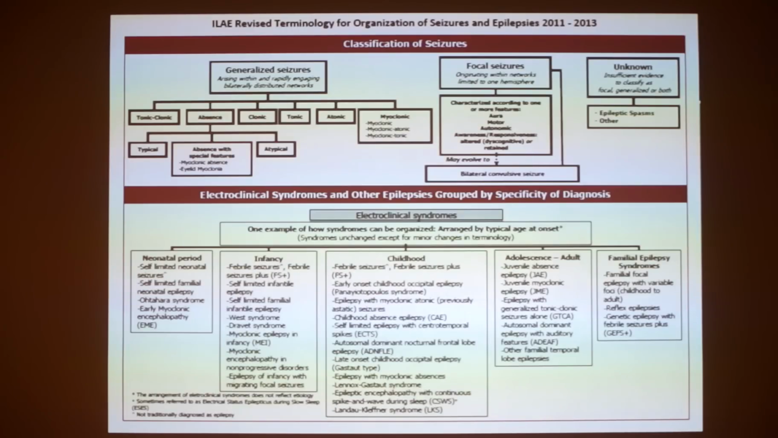And then there is a small group of seizures in which it is really unclear at the present time whether they're actually focal or generalized, and the classic example for that is infantile spasms. Below you see a long list of electroclinical syndromes.